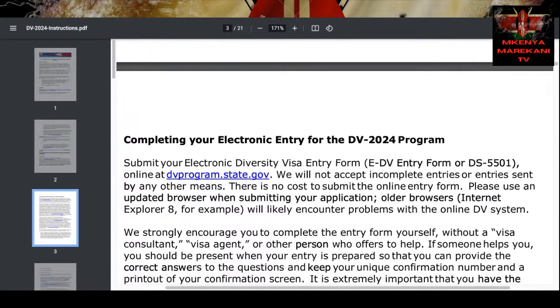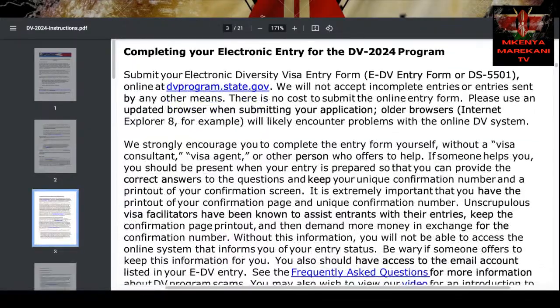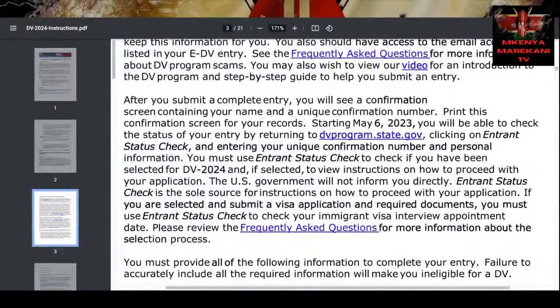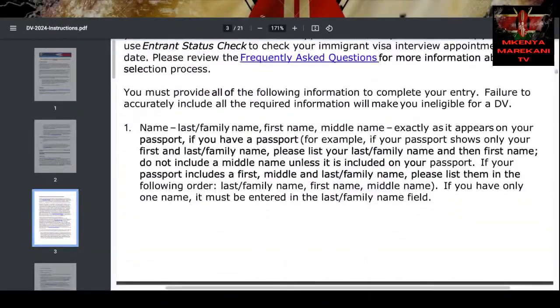So, completing your electronic entry for the DV program, which we did yesterday. Let's now tackle again the full entry. You must provide the following information to complete your entry. Failure to accurately include all the required information will make you ineligible for a DV. So number 1 is name. Last or family name, then first name, then middle name. That's the format, exactly as it appears on your passport.